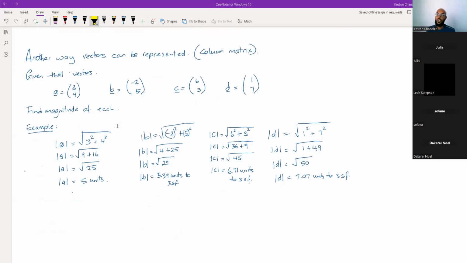That's a 2x1 matrix, 2 rows, 1 column. So these are all examples of column matrices here. And I asked you to find the magnitude of these vectors. You simply did that by taking each one of these, squaring it, adding them to each other, and then finding the square root of that. And that gave us our magnitude.